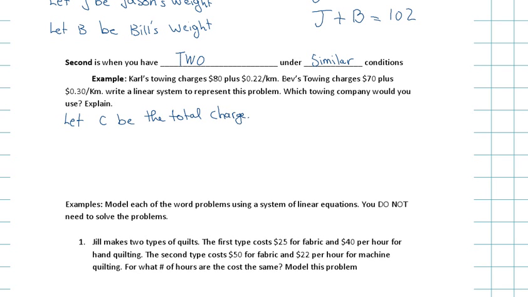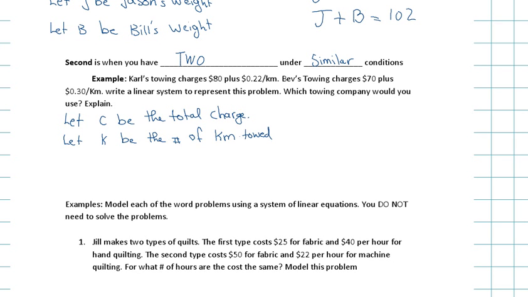Now what would be my second letter? What is my charge depending on? How much I'm going to pay, what is it depending on? The kilometers. So give me a letter for that. Let K, okay. Let K be the number of kilometers. Good. So let's compare both equations.